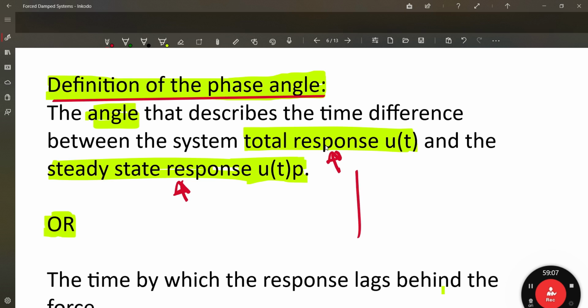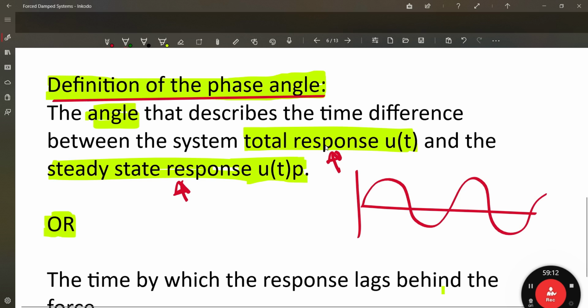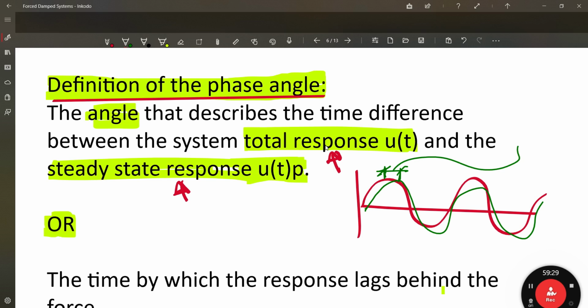So for example, this is our total response, and maybe our forcing response is going to be something like this. There is lagging: our response is lagging behind the forcing response. That's the meaning. We obtain this based on phi, the phase angle. We need to know how much this lagging is, so again, it is an angle that describes the time difference.